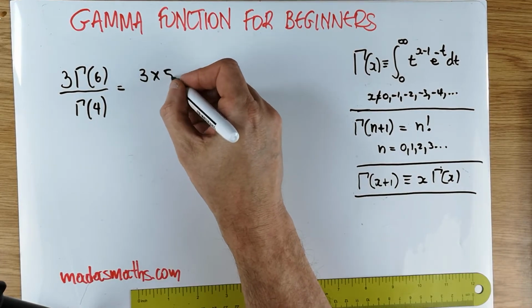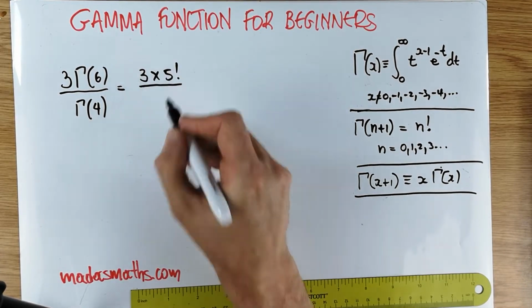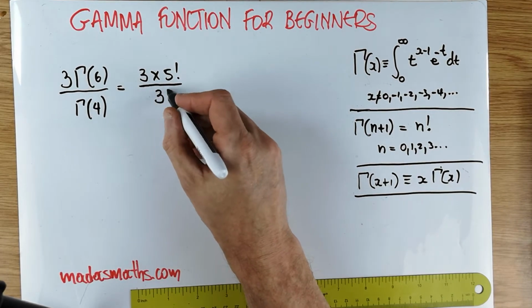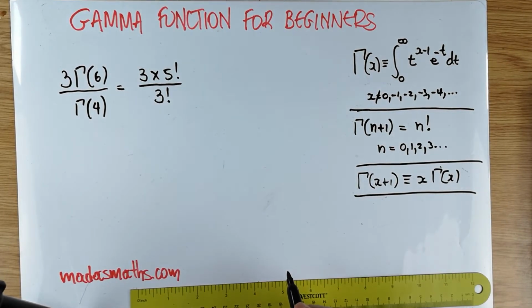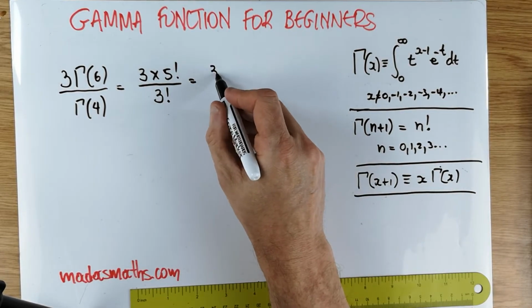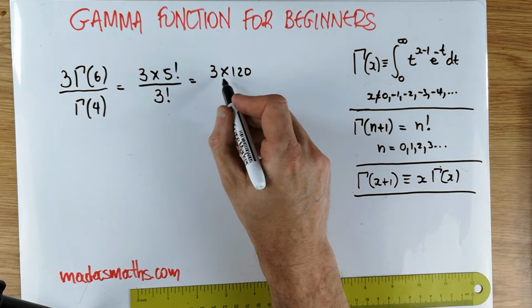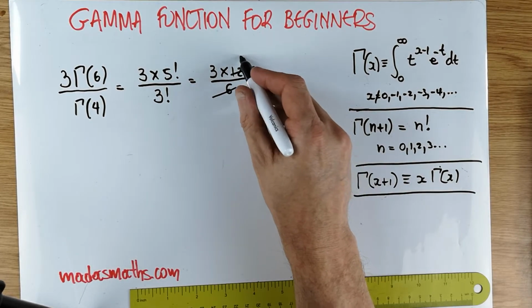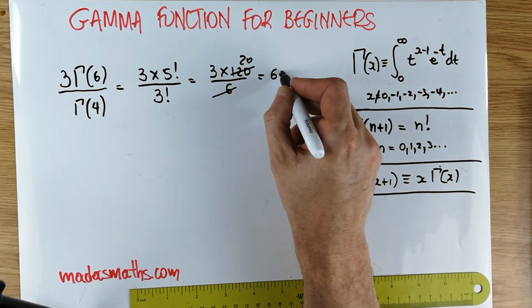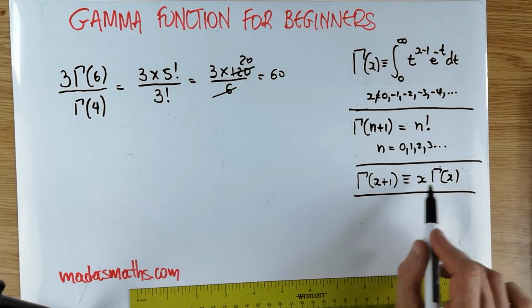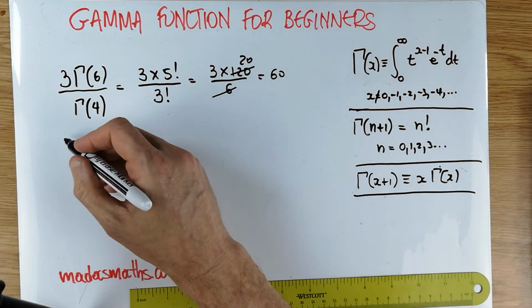That is 3 times 5 factorial divided by the gamma of 4, which will be 3 factorial. I don't want to be using a calculator for something like this. You can actually evaluate that as 3 times 120 divided by 6. And of course, this will give you the answer of 60.